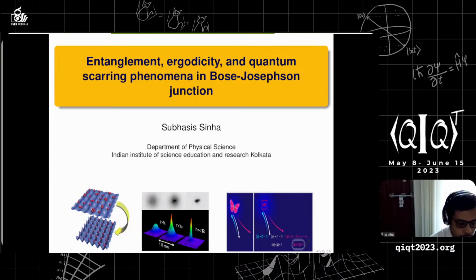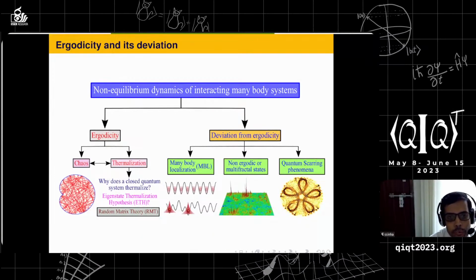Very important role, and particularly the quantum scarring phenomenon. The main emphasis in this work is quantum scarring. As we know, non-equilibrium dynamics of interacting many-body systems has become a very interesting research topic in recent years, particularly because of experimental developments in ultra-cold atomic systems and also in circuit QED, particularly superconducting qubit arrays. This non-equilibrium dynamics is very important for understanding the ergodic behavior of interacting closed quantum systems.